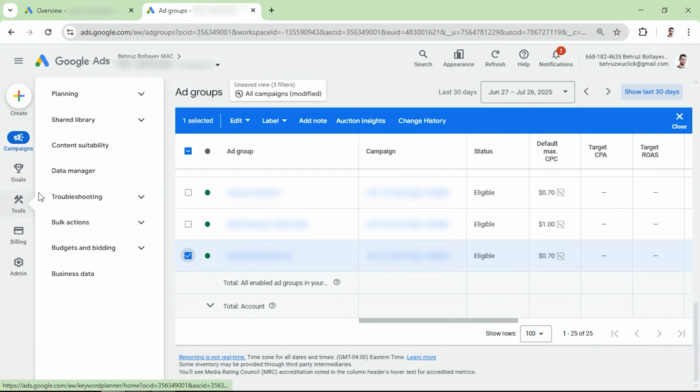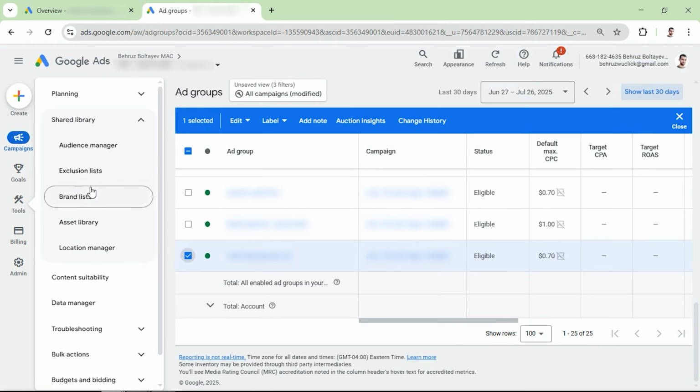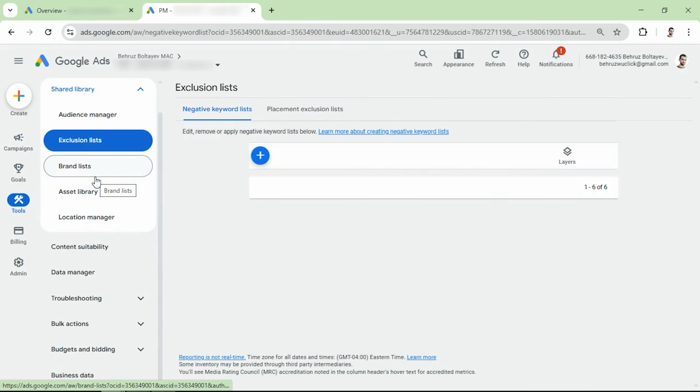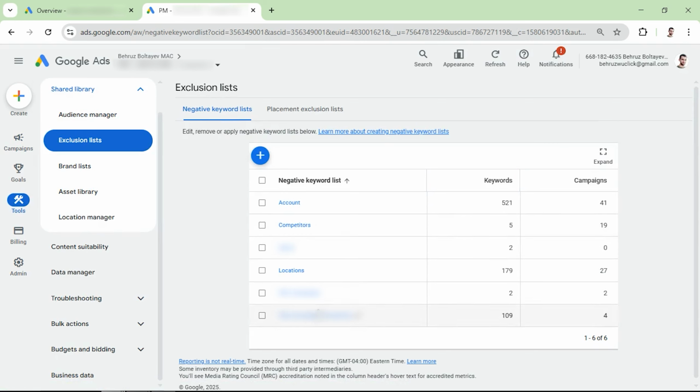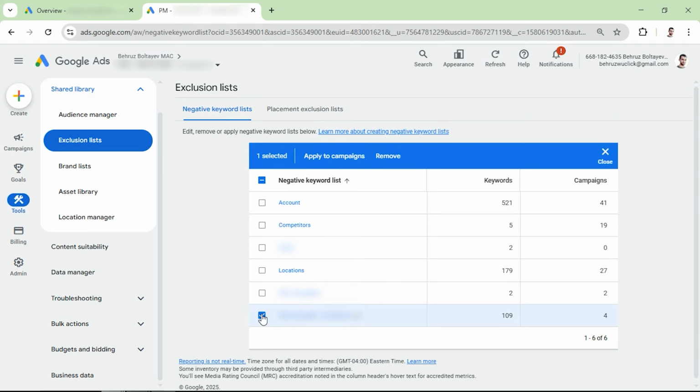You can add negative keywords in many different ways. We have negative keywords in the exclusion list section. We have the list of negative keywords here, and we can use, for example, a certain list of negative keywords and apply it to specific campaigns. Also, we can add negative keywords at the campaign level. It doesn't matter. The point is you should add negative keywords aggressively.